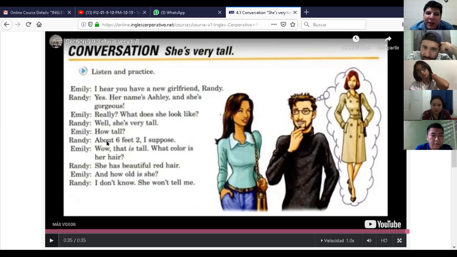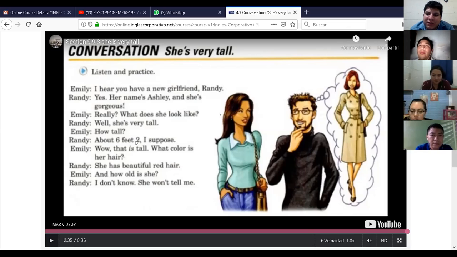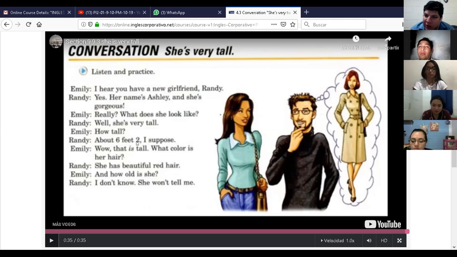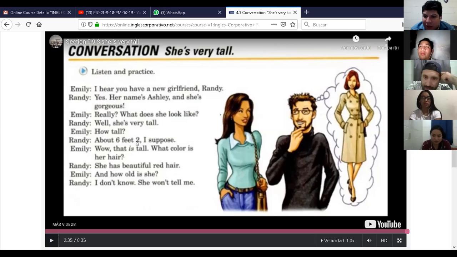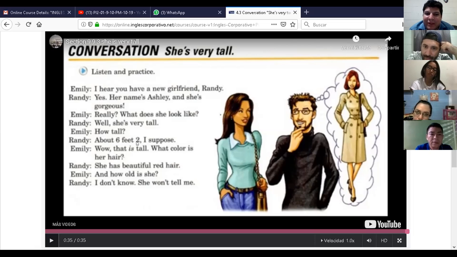Now, if you notice here, we say about six. About six feet two. This one, we link it. Now, 6 feet two. Feet finishes in T. And two, pronunciation and the writing starts with T. Uno termina con T y el otro empieza con T. So lo que hacemos aquí es que hacemos un link. Vamos a hacer la pronunciación de la T, pero no la vamos a soltar en feet. No decimos feet, sino que feet, mantenemos la lengua arriba y lo soltamos cuando empecemos el T. 6 feet 2. Two. Very good.